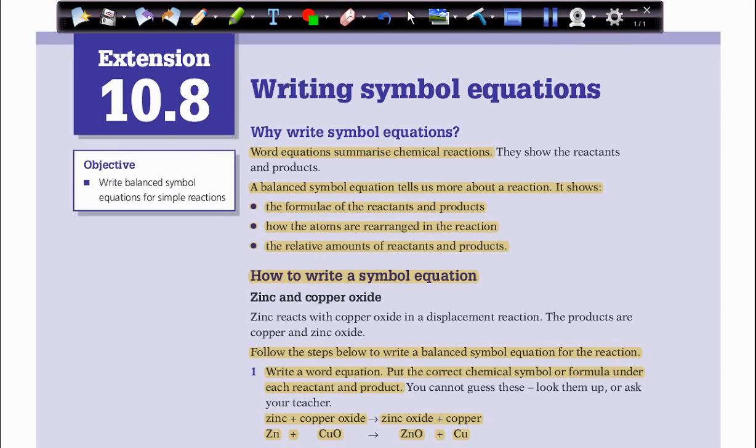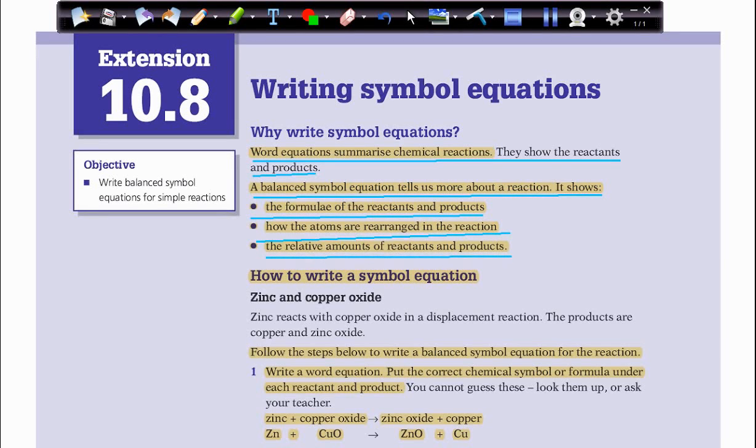Writing symbol equations. Why write symbol equations? Word equations summarize chemical reactions. They show the reactants and the products. So we use word equations to show the reactants and the products inside the reaction, as a summary. A balanced symbol equation tells us more about the reaction. It shows three things: the formula of the reactants and the products, how atoms are rearranged in the reaction, and the relative amounts of the reactants and the products inside the reaction.